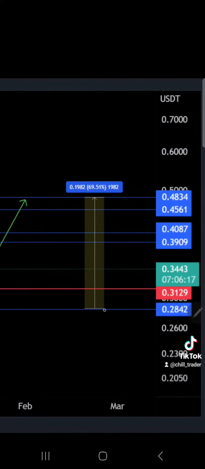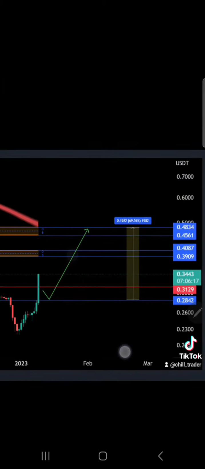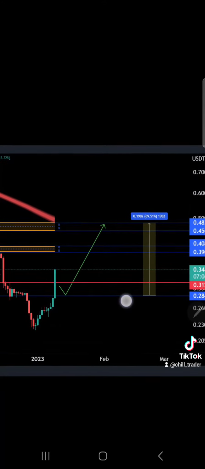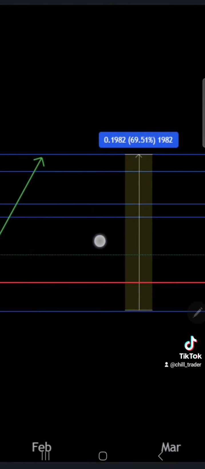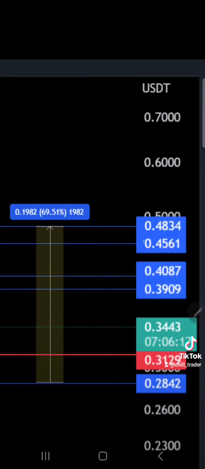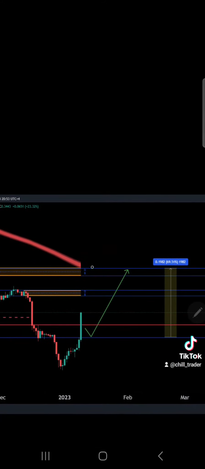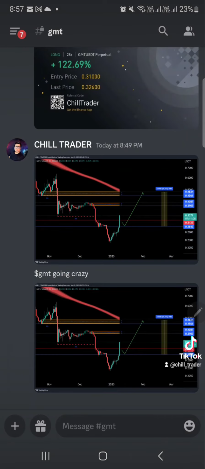But look at this, guys. This is from the support. 69% move going up to this target. So we still have a lot of leg room here to move, but I don't suggest you FOMO right now into this trade. I'm just showing you the trades that I'm posting in our VIP Discord. So this is around 0.45 up to 0.48. So watch out for these two specific levels for GMT.